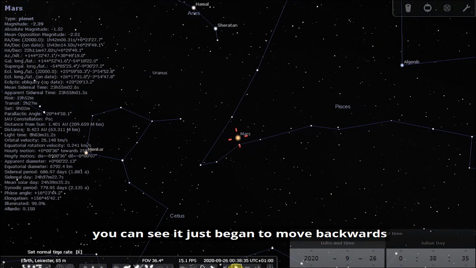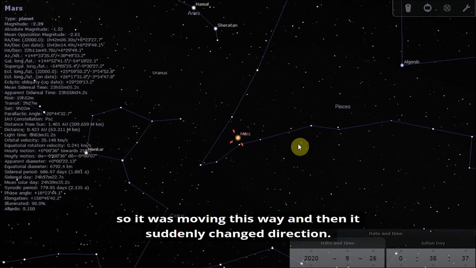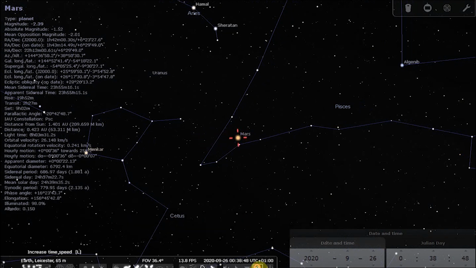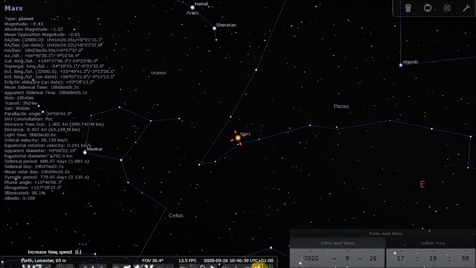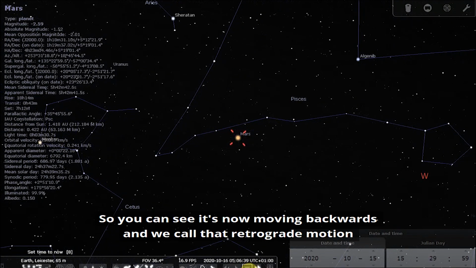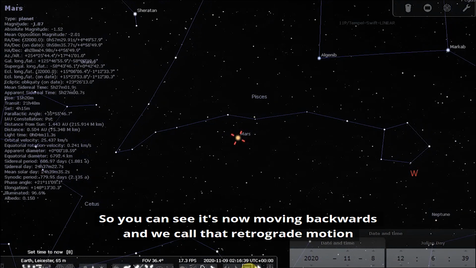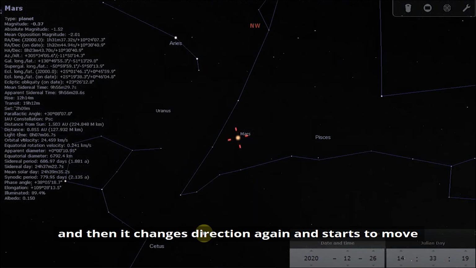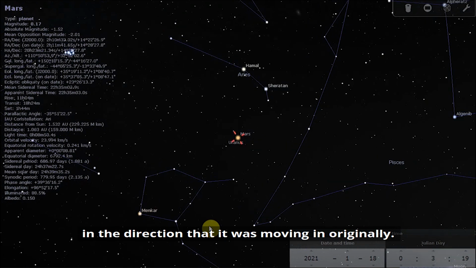And there we go, you can see that it just began to move backwards. So it was moving this way and then it suddenly changed direction. And if I start it up again, you can see it's now moving backwards, and we call that retrograde motion. And then it changes direction again and starts to move in the direction it was moving in originally.